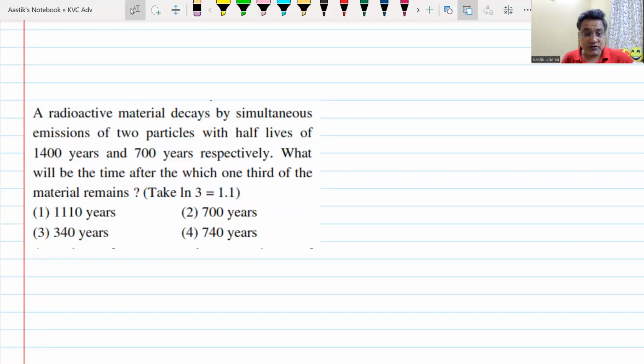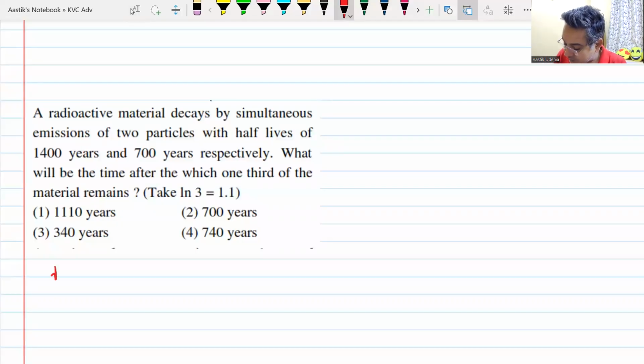This is a similar question to what we have done. This is from the paper of 2022. A radioactive material decays by simultaneous emission of two particles with half-lives of 1400 and 700 years. What will be the time after which one-third of the material remains? ln of 3 is given as 1.1.